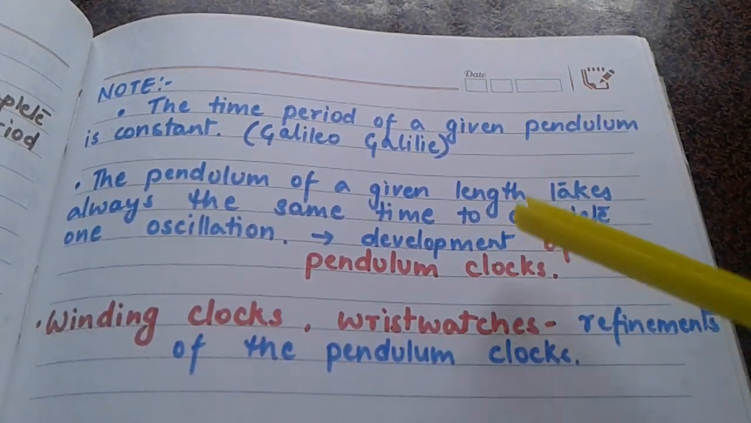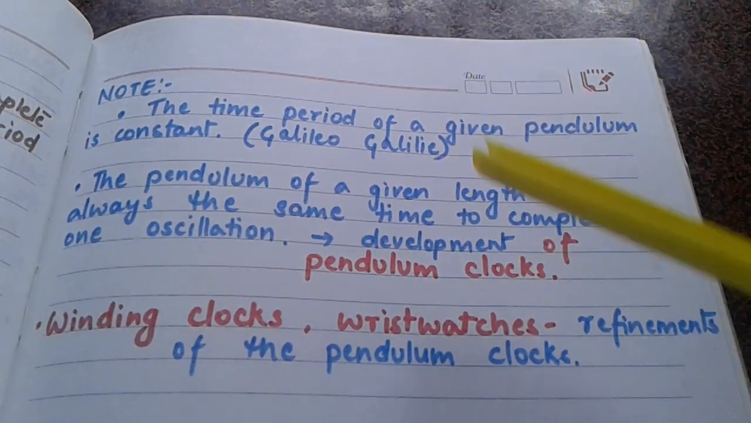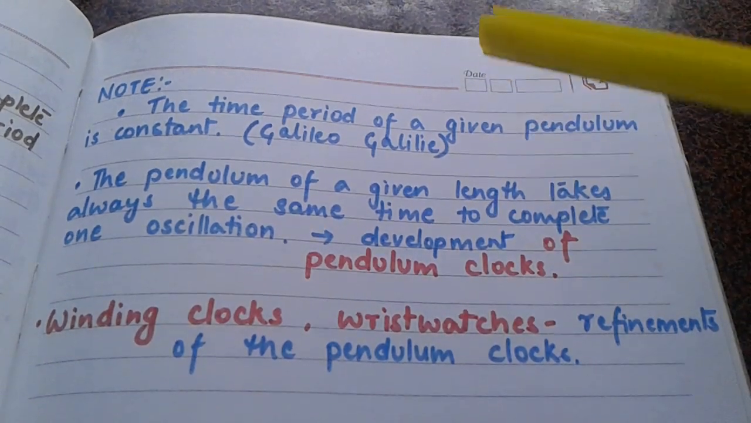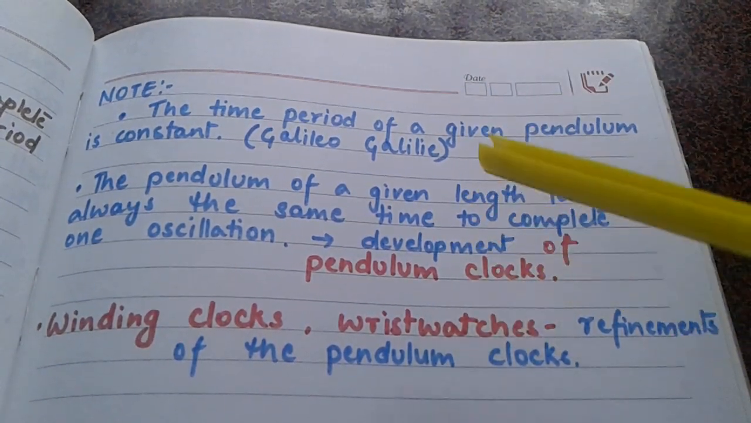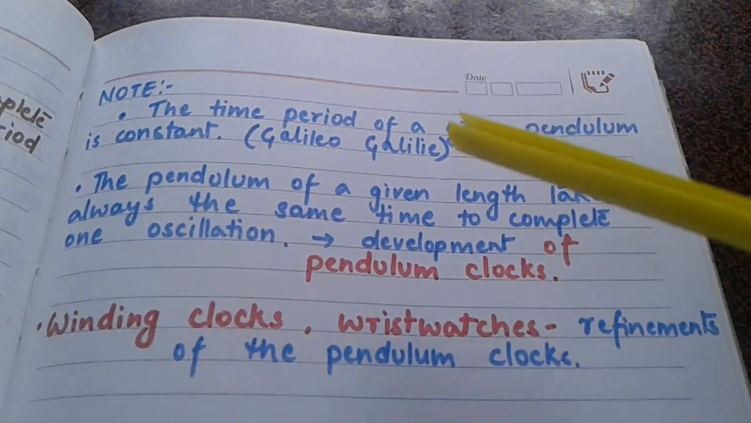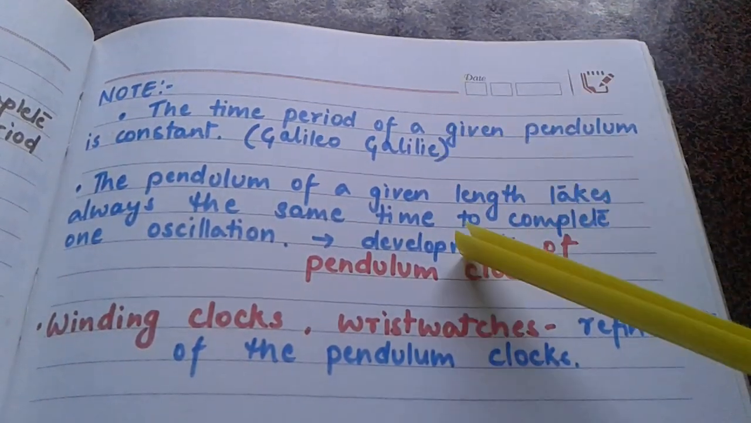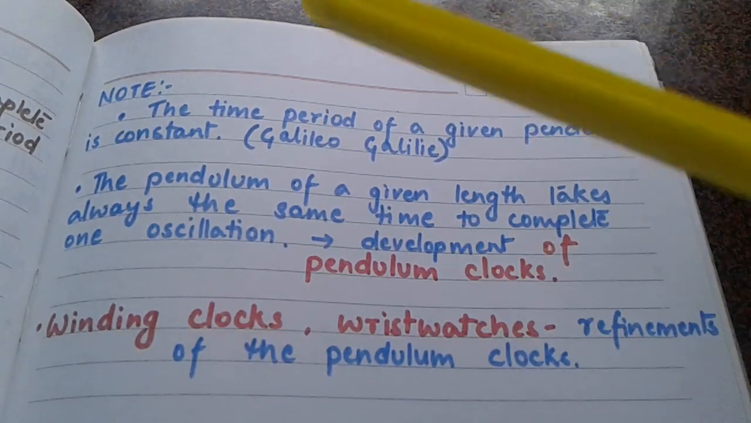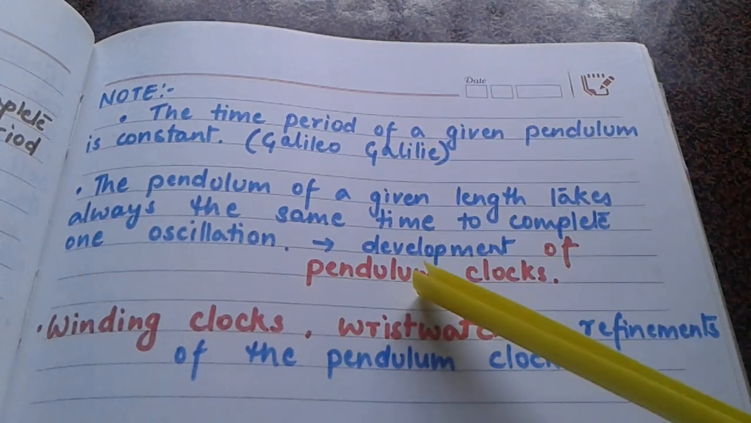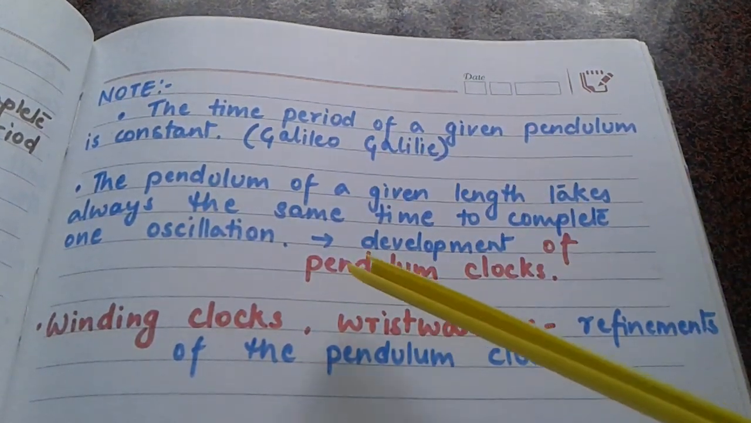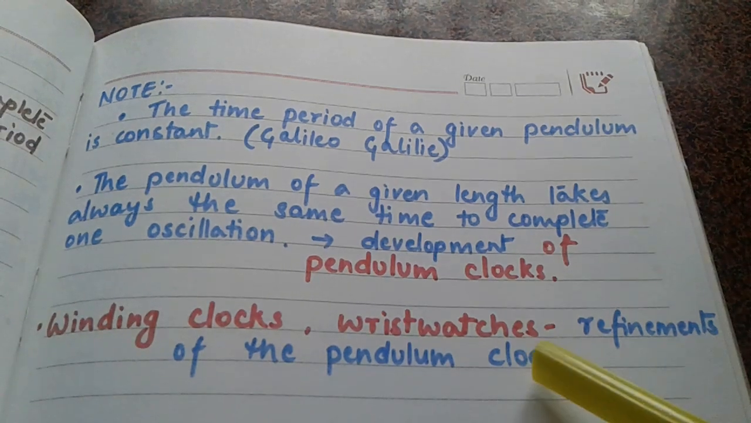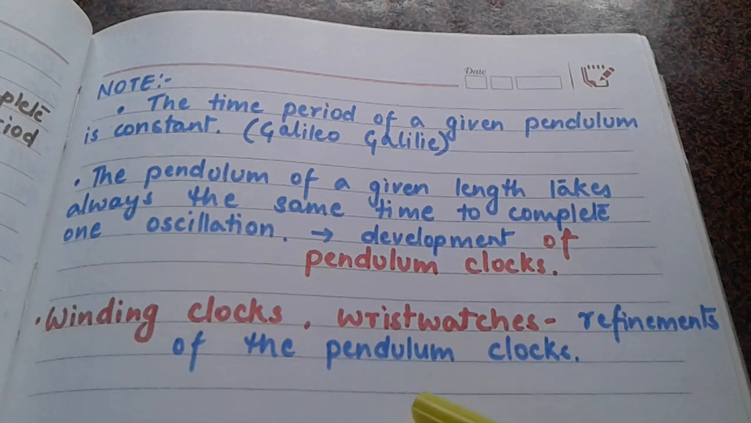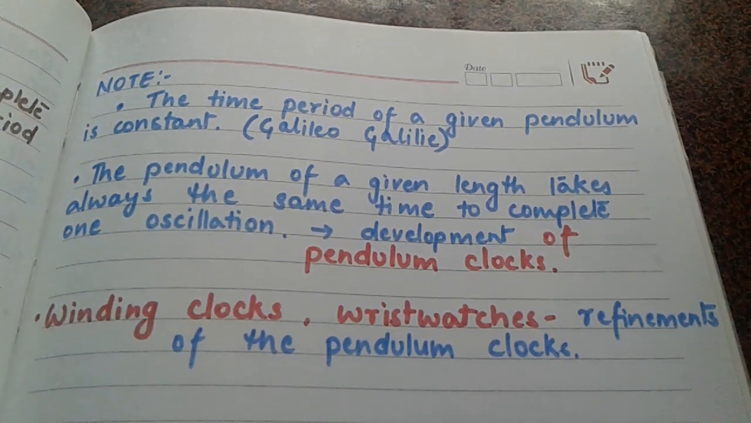Afterwards, he experimented with various pendulums, because this was his observation. What he found was that a pendulum of a given length will always take the same time to complete one oscillation. This observation of Galileo led to the development of pendulum clocks. Winding clocks or wristwatches are the refinements of the pendulum clocks.